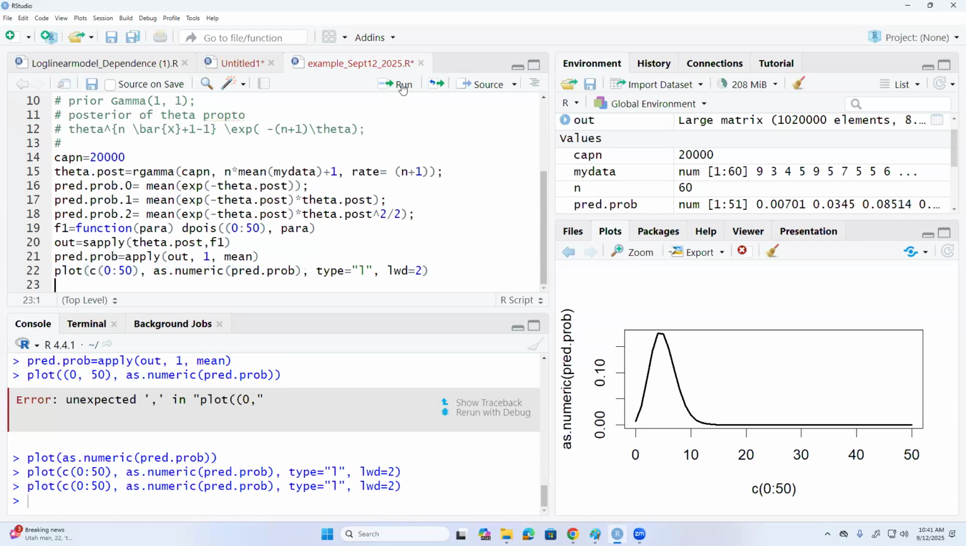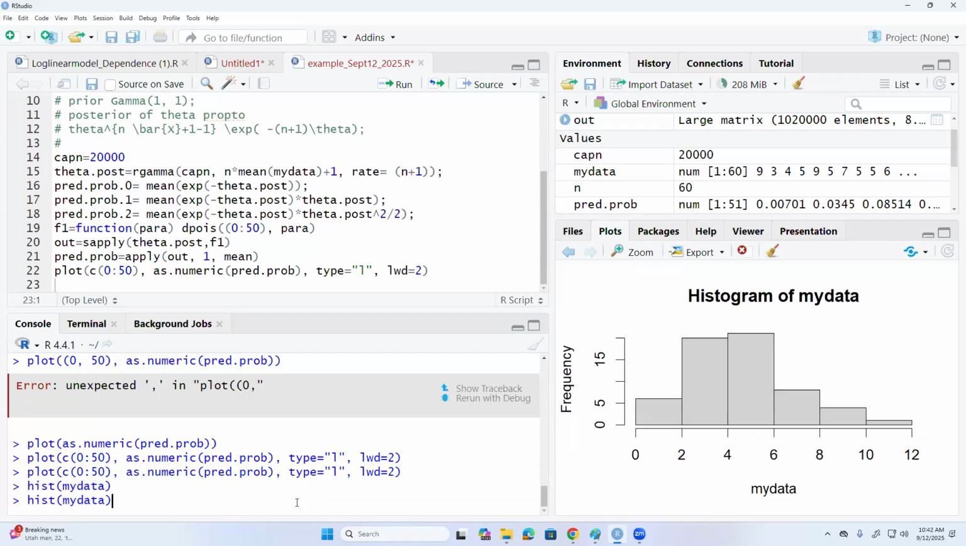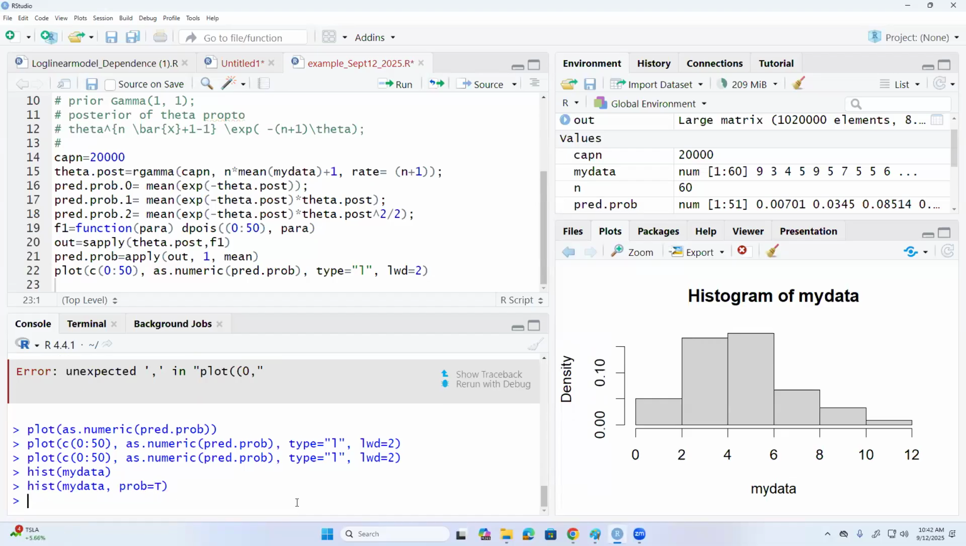All right, so this is how it looks now. I will be plotting it against the observed data distribution, and then compare how our predictive distribution differs from the observed data distribution. Histogram of my data. Here, I will do probability equal to true to obtain the density curve.